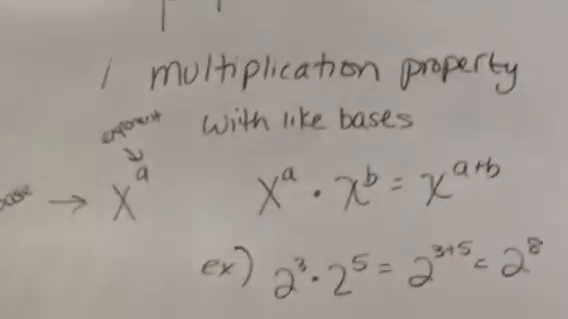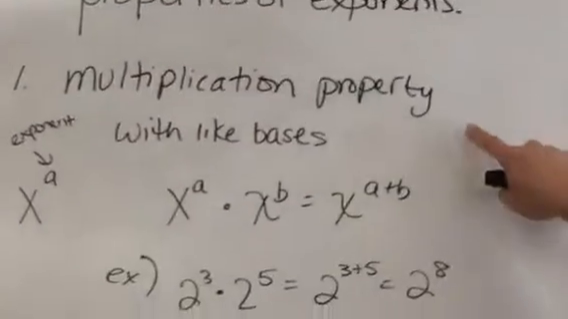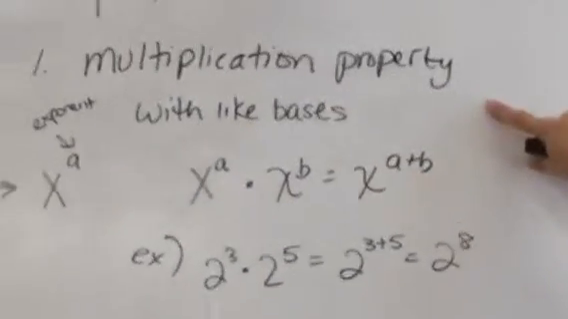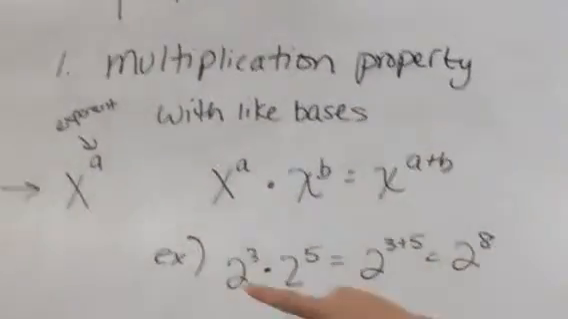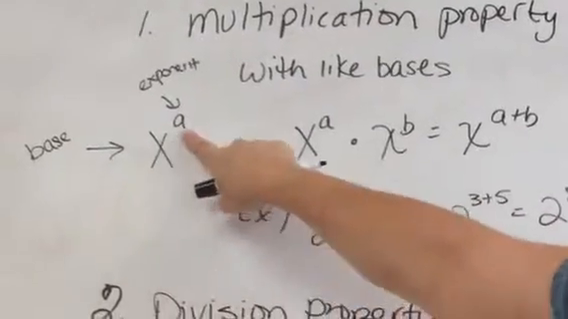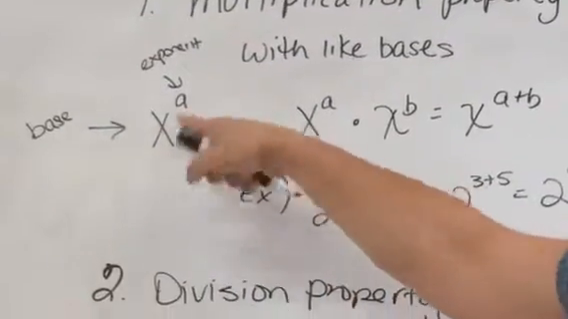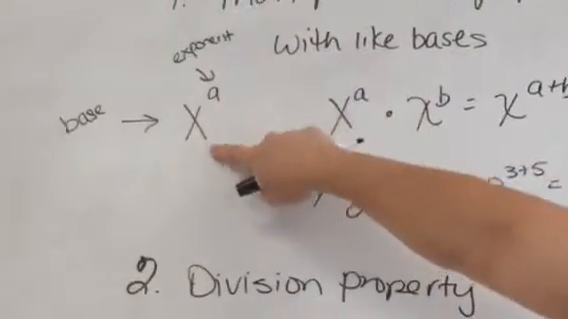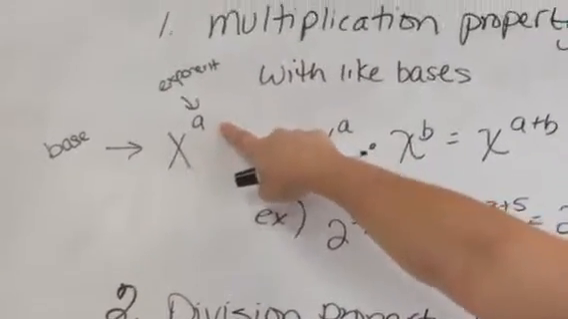All right, so we're going to look at some properties. We're going to look at some little shortcuts. These are all properties of exponents. The first one is the multiplication property with like bases. So our base here is x, and our exponent is a. This is a variable, and this is another variable.